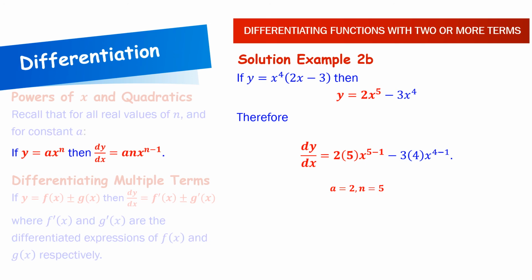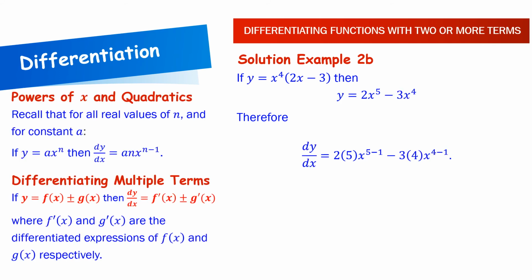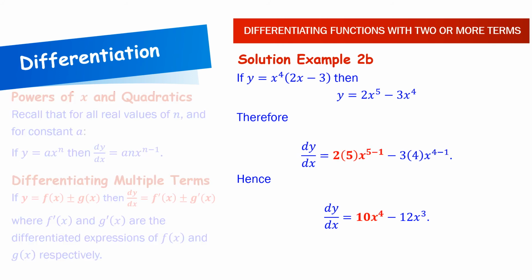So for the term 2x to the power 5, we have a equals 2 and n equals 5. And again, simply plugging into the formula for dy/dx gives us the expression shown. And for the second term, minus 3x to the power 4, here we have a equals minus 3 and n equals 4, giving us the expression for dy/dx. And so if we tidy up, we obtain 10x to the power 4 minus 12x cubed.